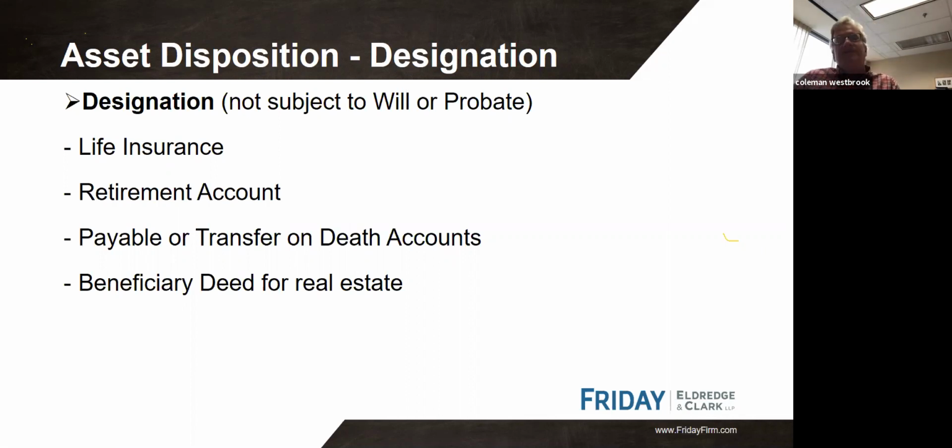So it's important to make sure, if you want to change your retirement and life insurance designations, that you have an inventory of your life insurance and retirement accounts.